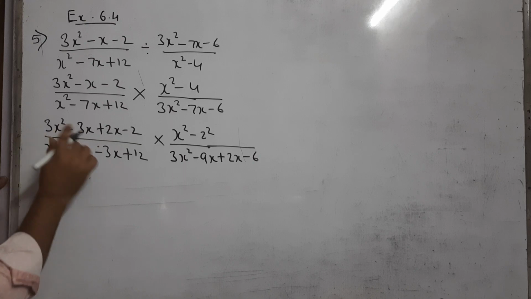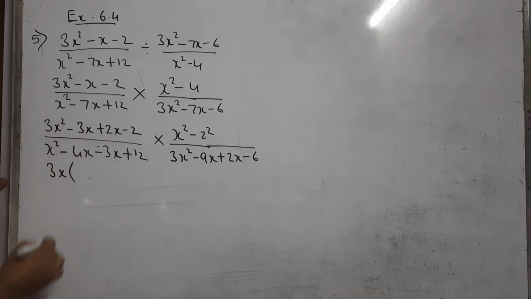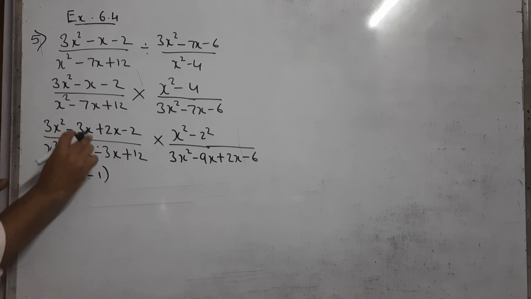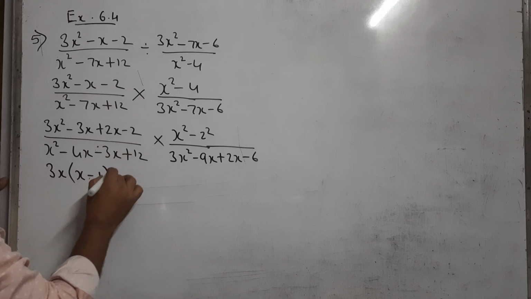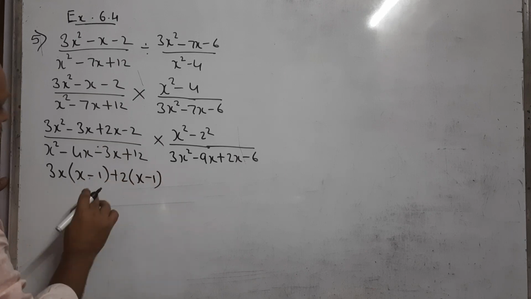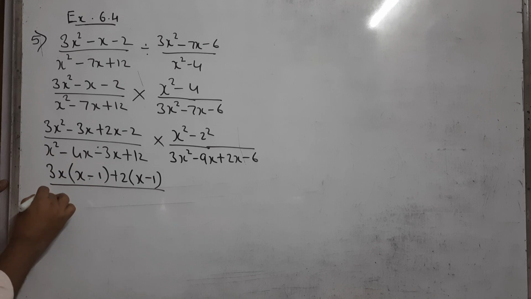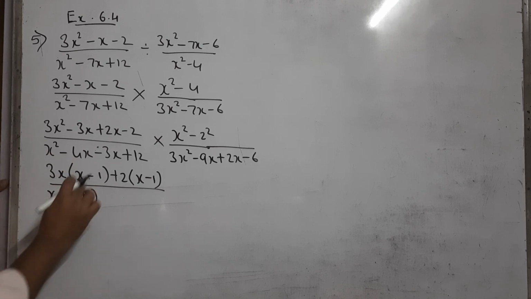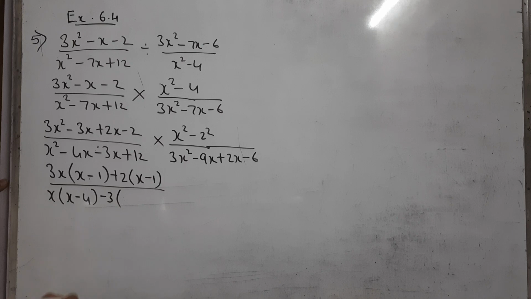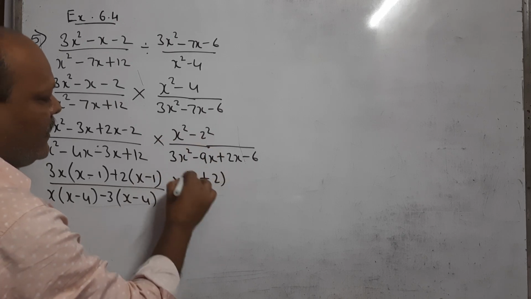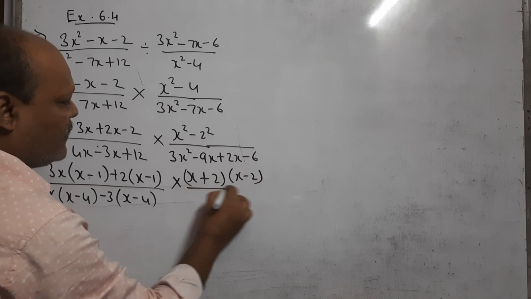Now from these two we can take out 3x common. When you take 3x common, what will you get? X minus 1. This 3x we have taken common, nothing is left, so 1. From this plus 2 common, x minus 1. These two brackets should always be same. After taking the common, check that we get these two brackets the same. From here we can take x common, x minus 4. From here we can take minus 3 common, we will get x minus 4. This is the formula of a square minus b square, that is a plus b and a minus b.